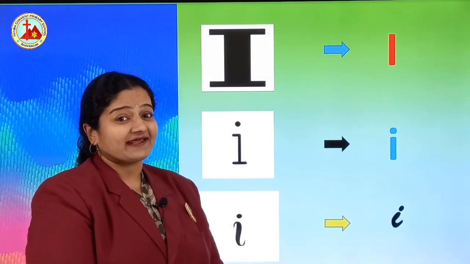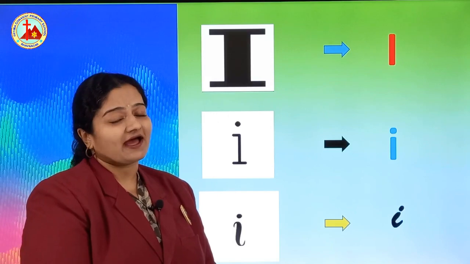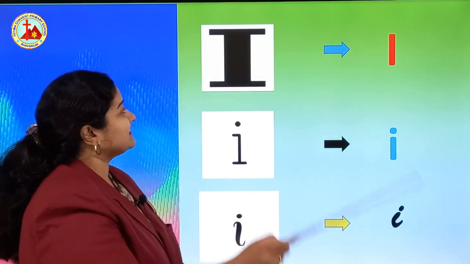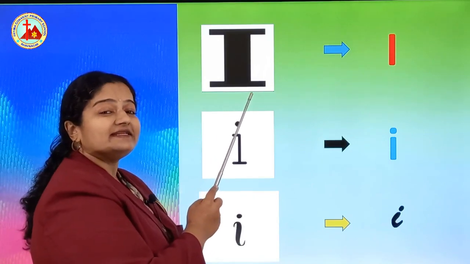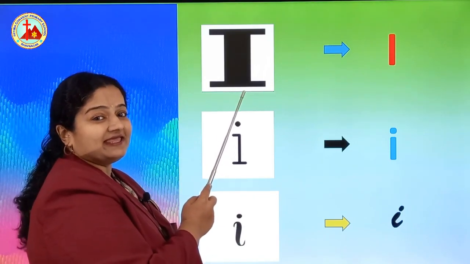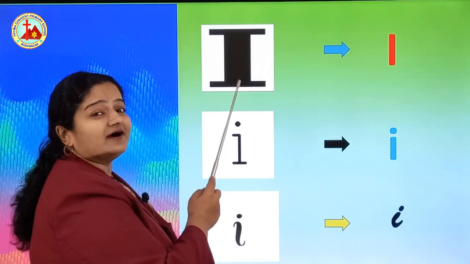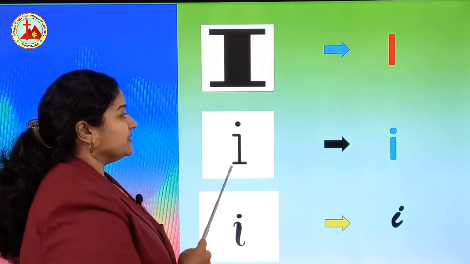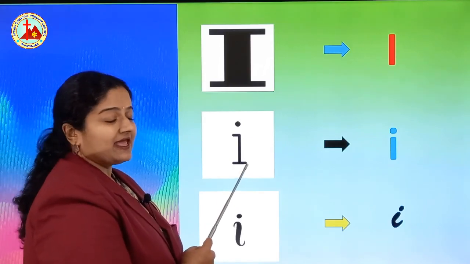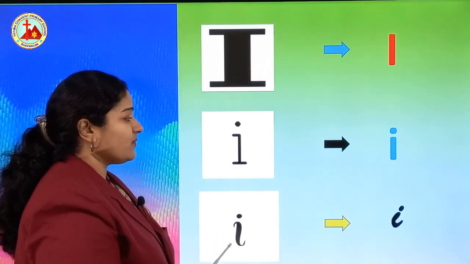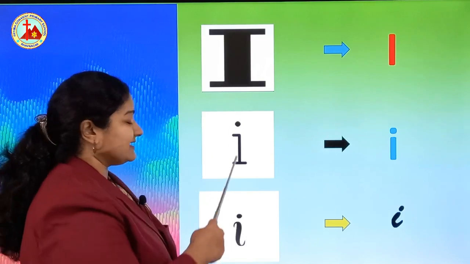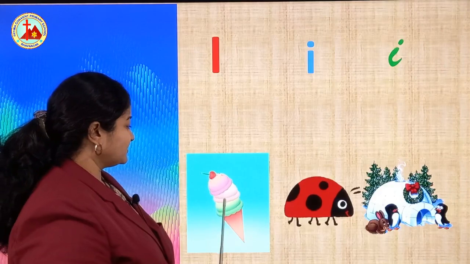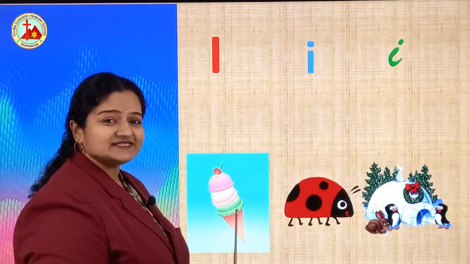Now children, the second letter is cursive writing I. But before that, you have to recognize which letter this is. You already learned in nursery grade. Yes, very good. I, capital I. And this one is small i. And this one is cursive I. So this is letter I.